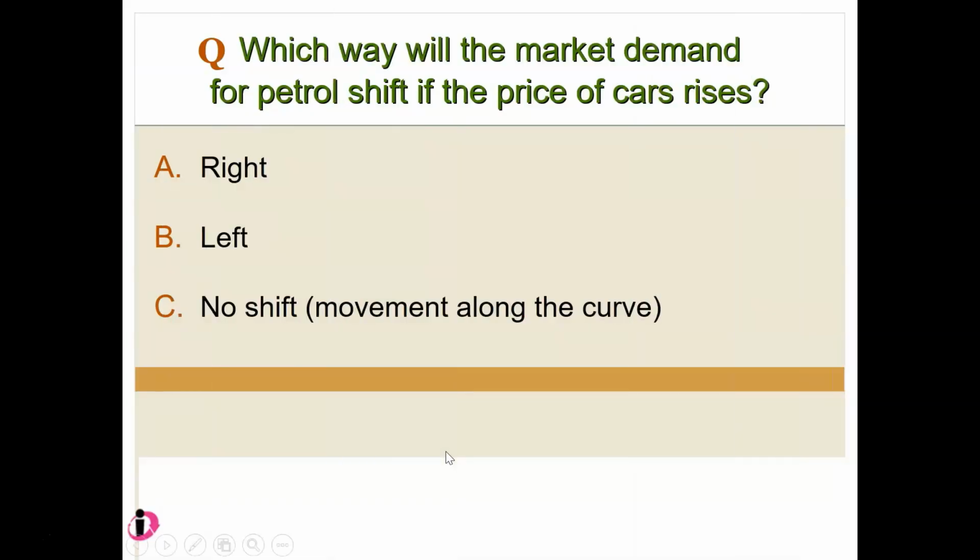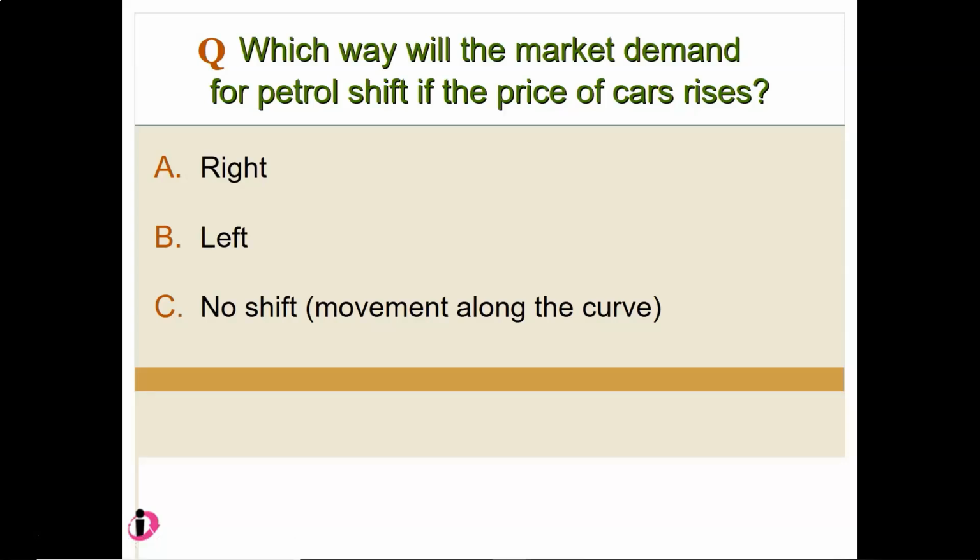So let me just ask you a few questions. This is the type of question which you can get in your exam. Very simple question. In the exam, you're likely to get something more difficult, but let's just try to answer this now. For example, which way will the market demand for petrol shift if the price of car rises? Write down your answer, stop the video, write down the answer, and continue when you are ready.